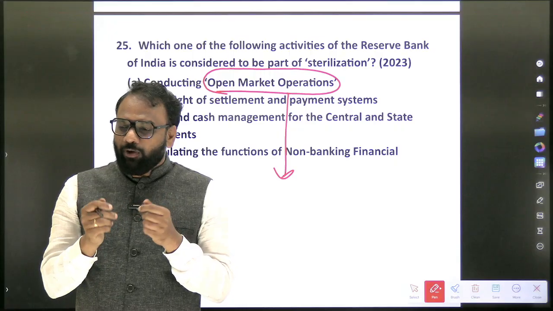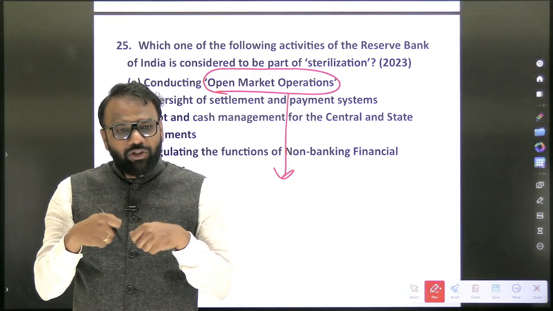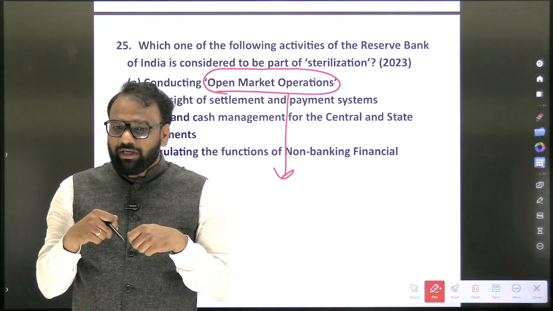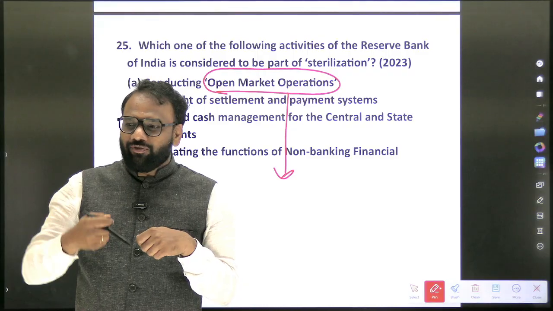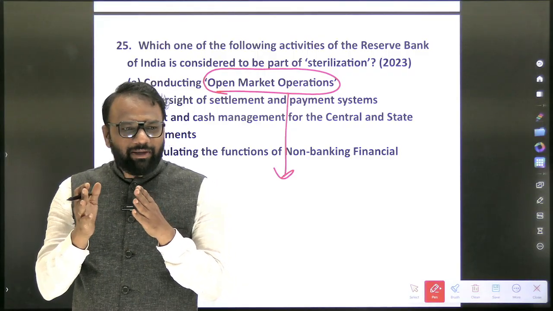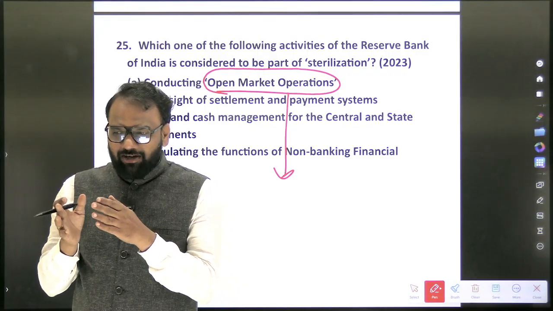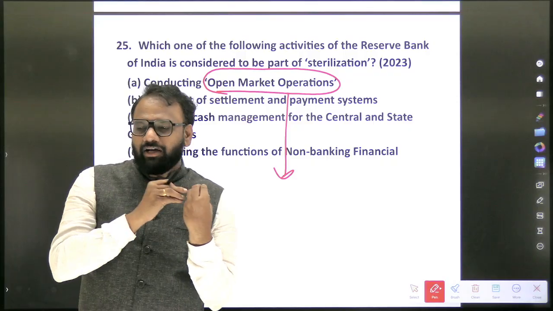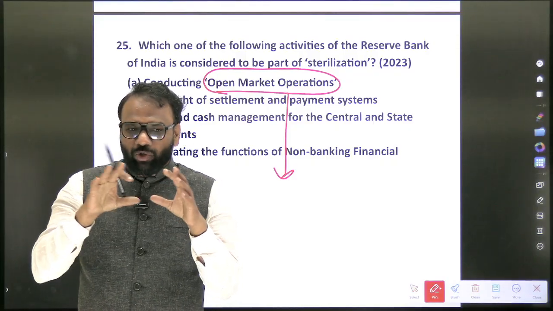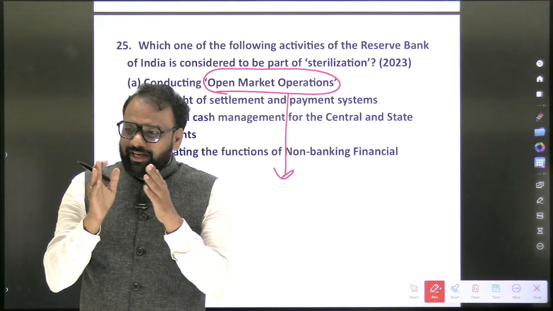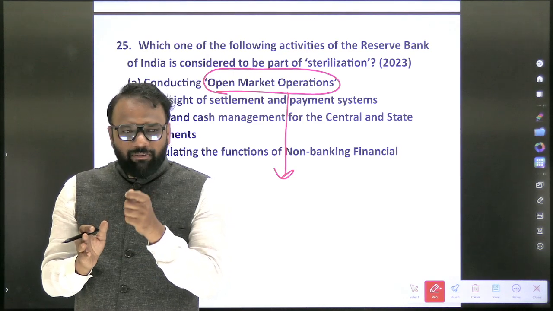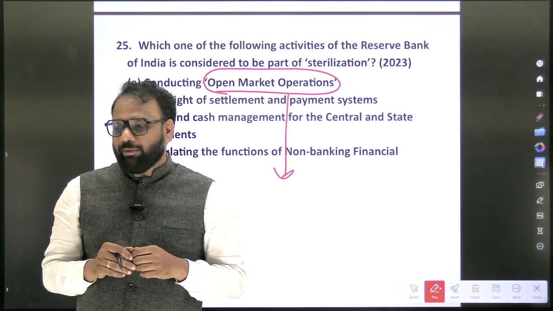When there is inflation, in order to control the inflation, what will you do? You will sell the government securities. So when you sell the government securities, whatever money is there with the banks and the public or in general, it will come to RBI. So the total money supply will come down. As the money supply gets reduced, the inflation will be brought under control.